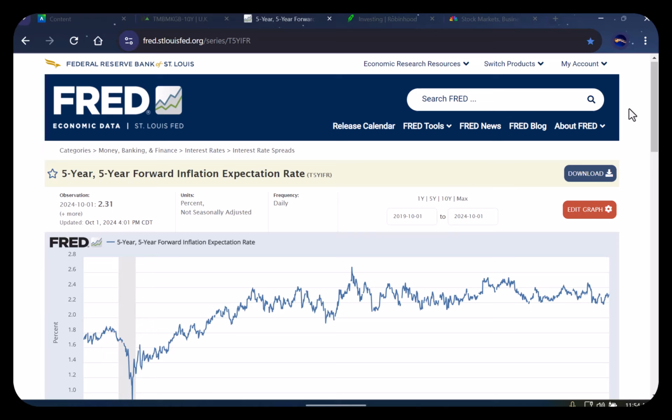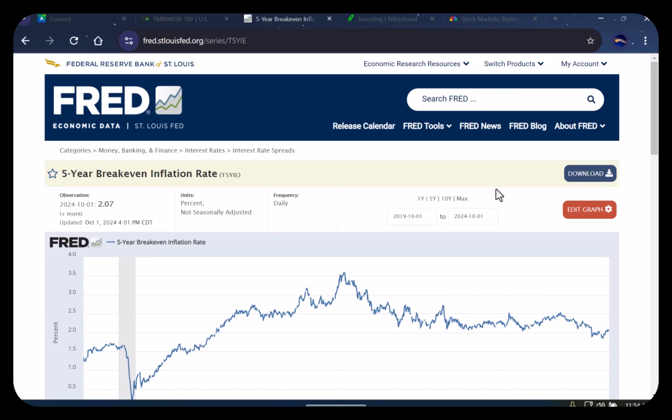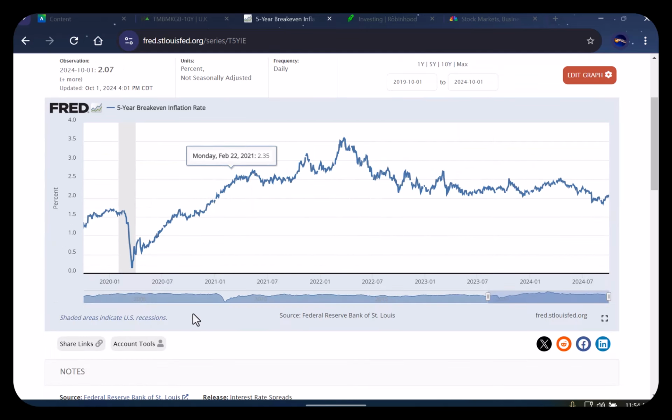You could also look at the implied inflation. There is another 5-year one, the 5-year break-even inflation rate. Again, the Fed calculates this using approximations. Back in COVID times, it was almost zero. And now it went as high as 3.5 in the first part of 2022.